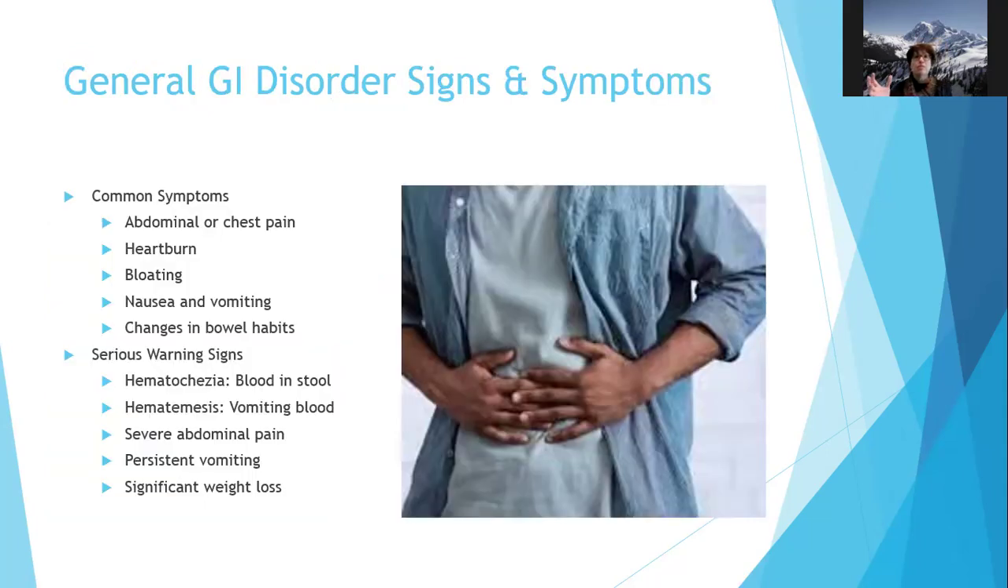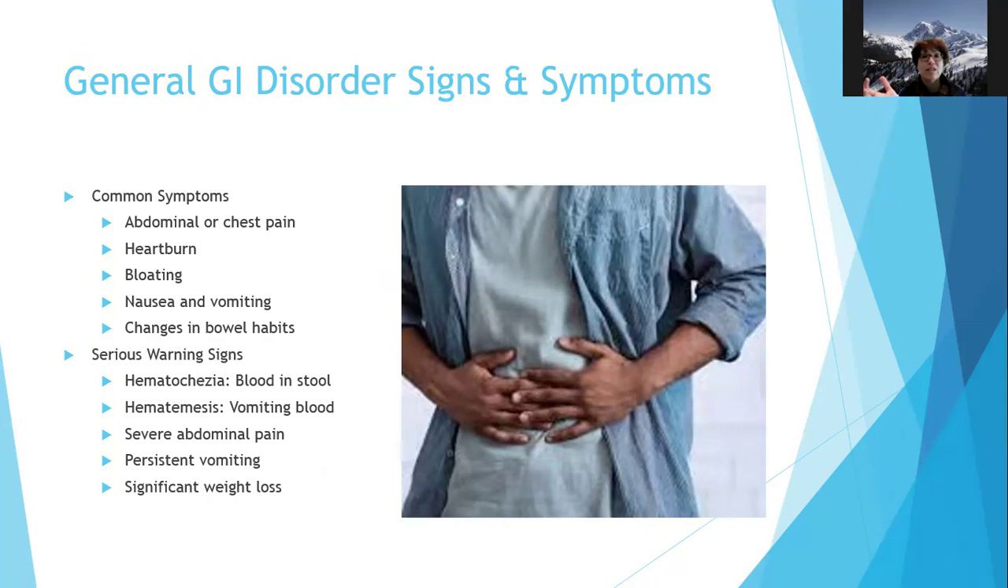So, general symptoms of any kind of GI disorder, you can have abdominal or chest pain. And so, what else can chest pain be? It can be cardiac related, and so that's worrying, right? As long as they have been cleared for cardiac. Heartburn, bloating, nausea and vomiting, changes in bowel habits. Sounds like a Pepto-Bismol commercial, but there you go. Those could be a lot of different signs.